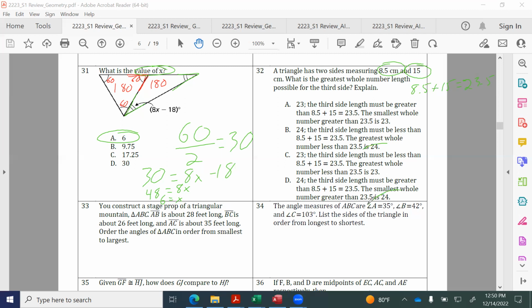Now, as far as explanations go, read through these 2 explanations and see which one actually makes sense. So it says 23, the third side length must be greater than. Does it have to be greater than that? No, it has to be less than. So go down to C. The third side length must be less than those two added together. C has the correct explanation.